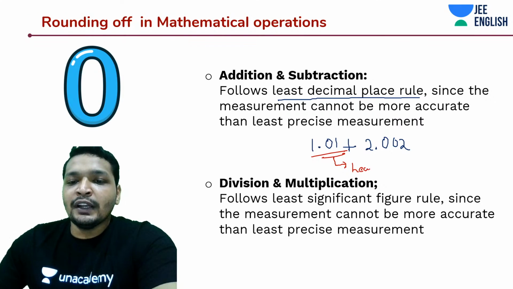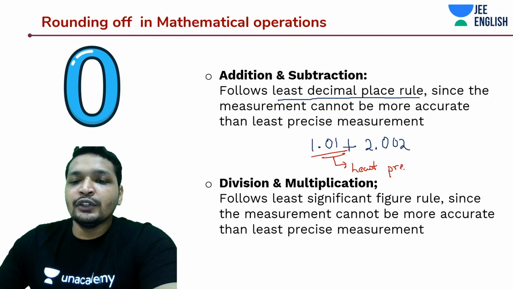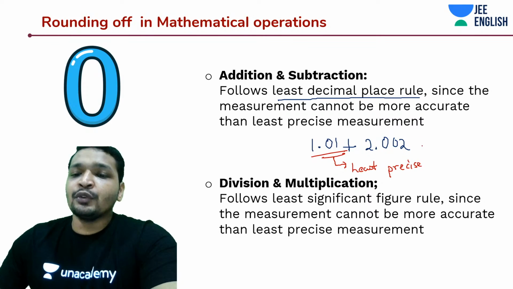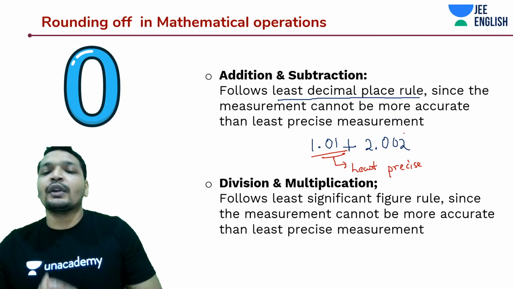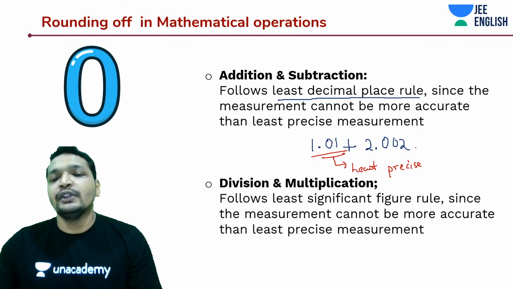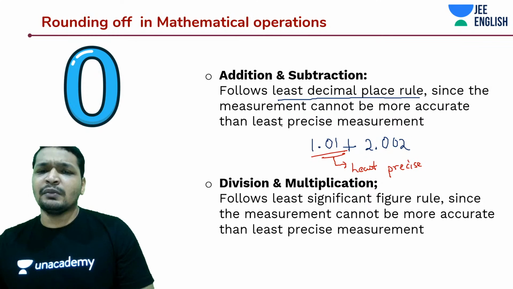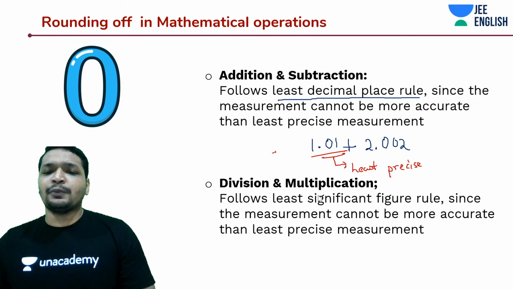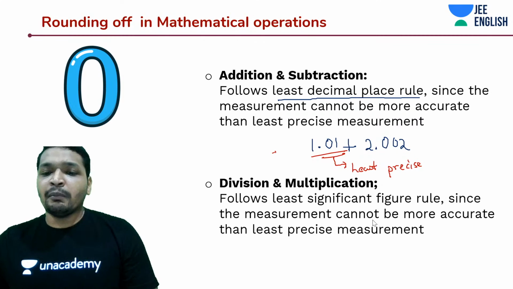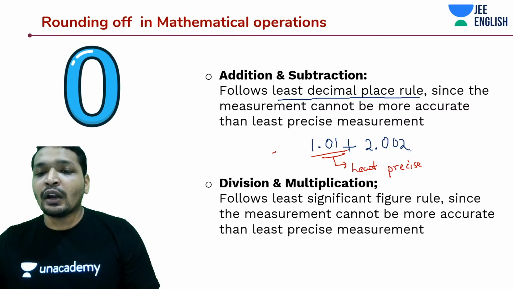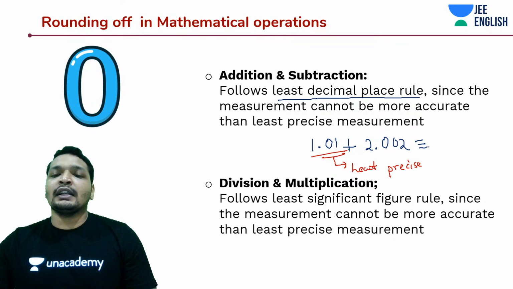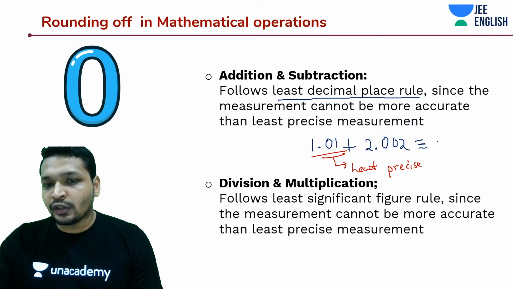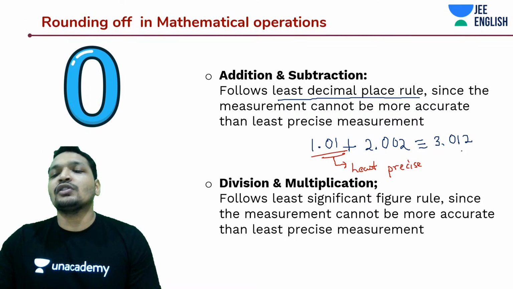So when I'm saying this is the least precise value, let's say I have to add both of them, your measurement is not going to be more accurate than the least precise value. Let's understand this with some examples as we move forward. But for now, understand this point: your measurement is not going to be more accurate than this. Like this, I'm going to write it as an approximate value because this is not the most accurate value. This is going to be 3.012, but this is not accurate, guys.